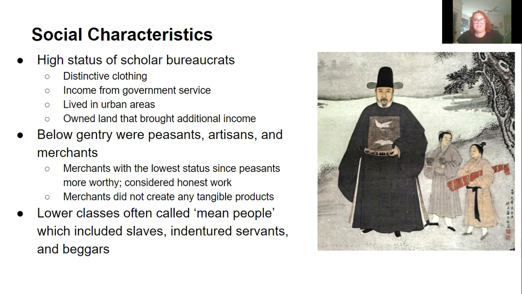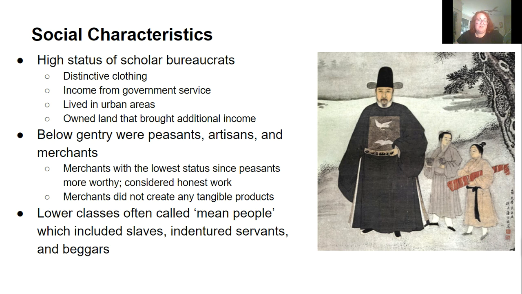So there was a higher status at this point in time for scholar bureaucrats. There was distinct clothing. Their income from the government was very nice. They lived in the cities. They owned land that brought additional income, but they very rarely set foot on it. Below the scholar bureaucrats were the gentry, the peasants, the artisans, and the merchants. Merchants, once again, saw a low status in life.